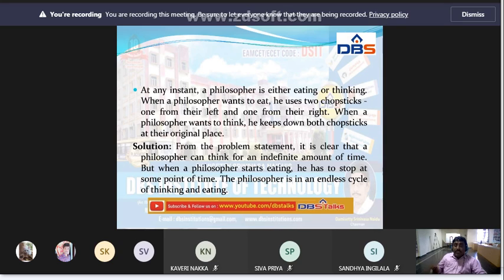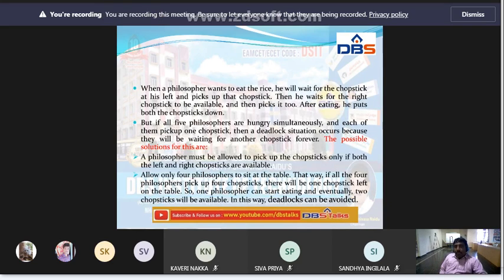But when a philosopher starts eating, he has to stop at some point of time. The philosopher is in an endless cycle; that means there is no end for the thinking or eating. When a philosopher wants to eat the rice, he will wait for the chopstick of his left hand, pick up that chopstick, then wait for the right chopstick to be available, and then pick it up. After eating, he puts both the chopsticks down.